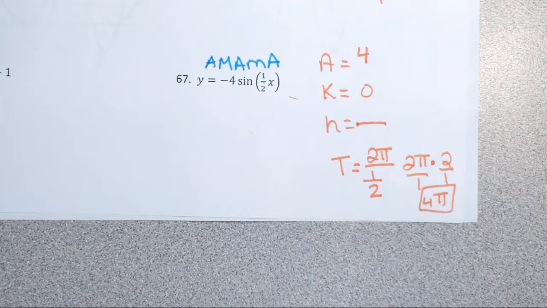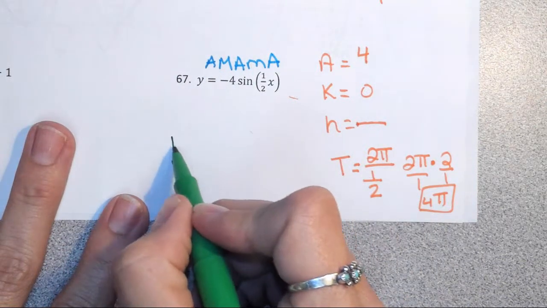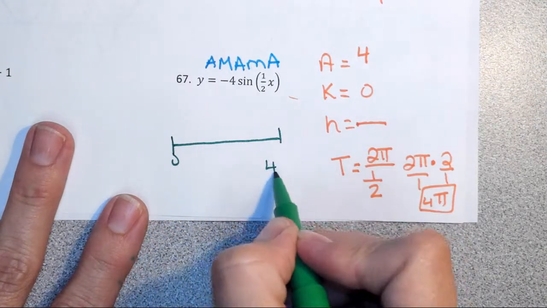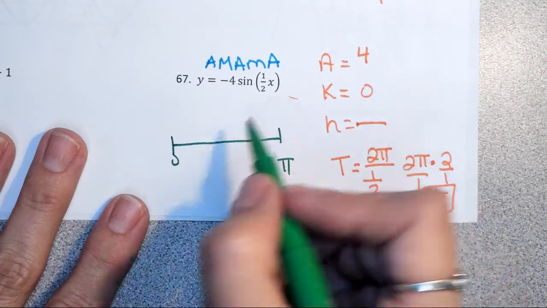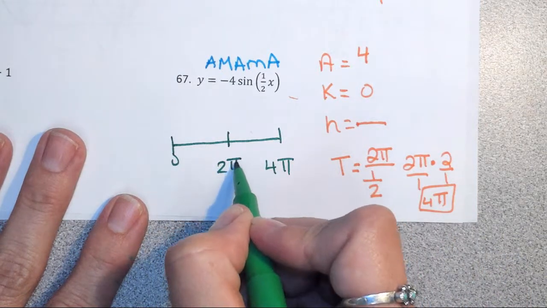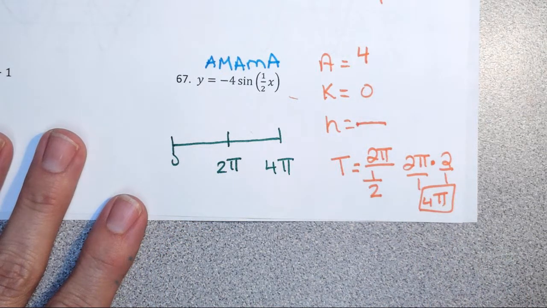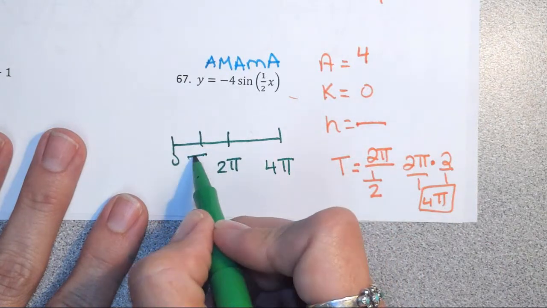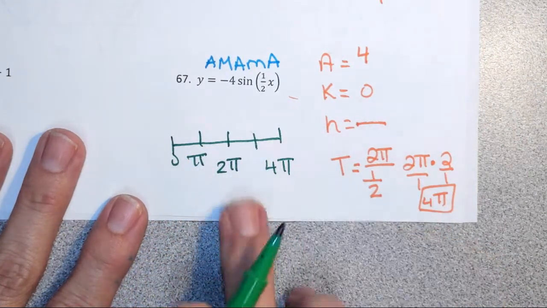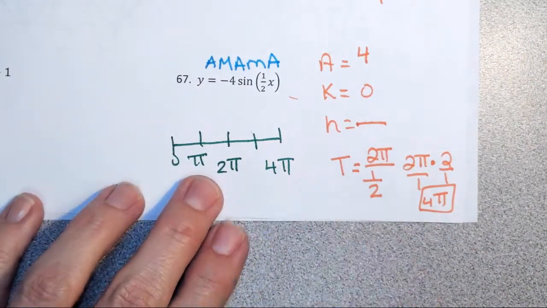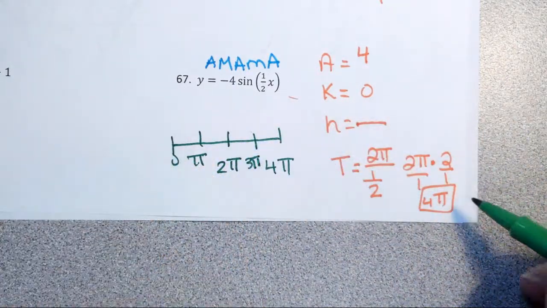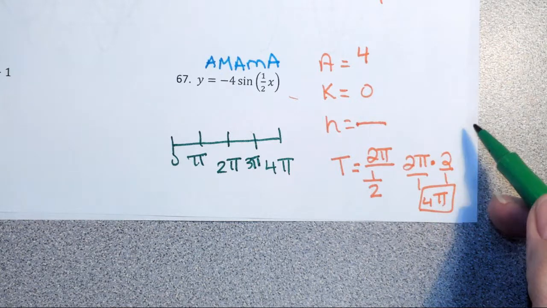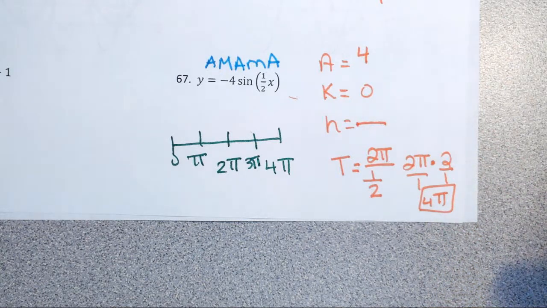Okay, so I'm going to make my x-axis go from 0 all the way to 4 pi. I'm going to half it, and I get 2 pi. Half of 2 pi is 1 pi. So what's going to be between 2 and 4? 3 pi. And why do these have pi's? Because my pi's did not cancel out, so they're there.